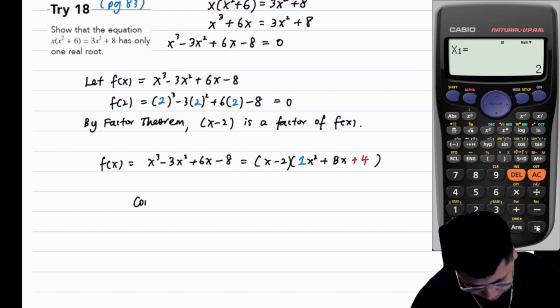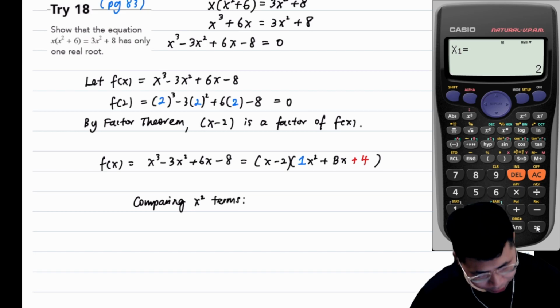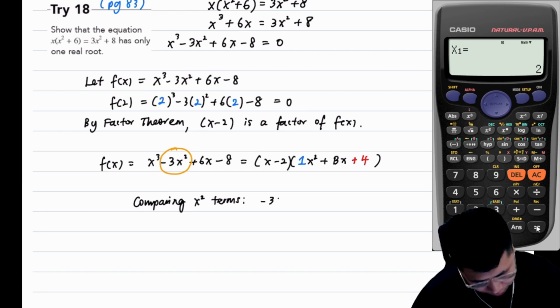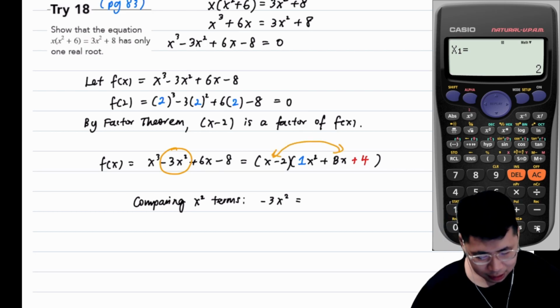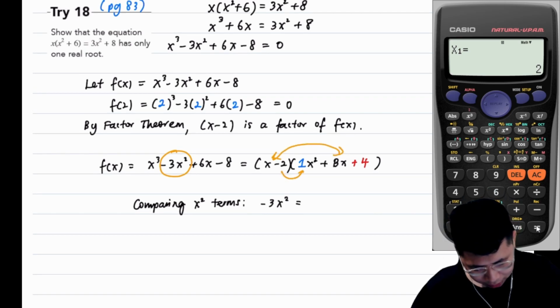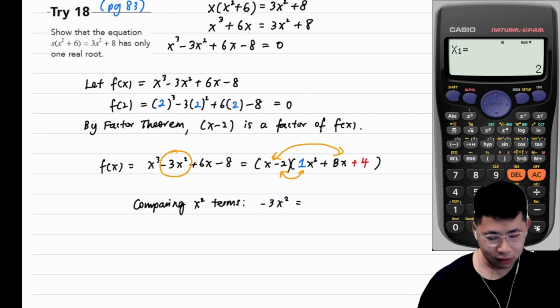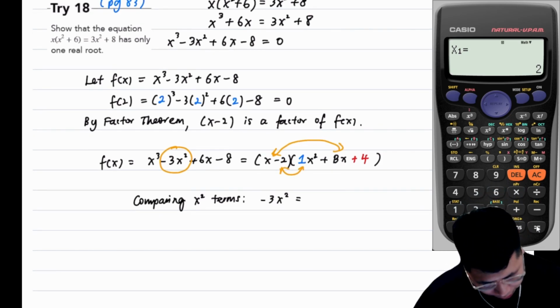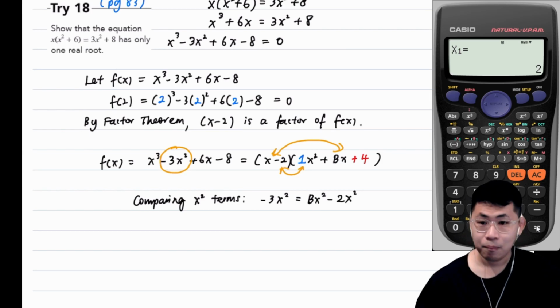So comparing, let's look at the x squared term. On the left hand side, we have negative 3x squared. On the right, we have bx times x, giving us bx squared. Negative 2 times 1x squared gives us negative 2x squared. So on the right hand side, it is bx squared minus 2x squared.